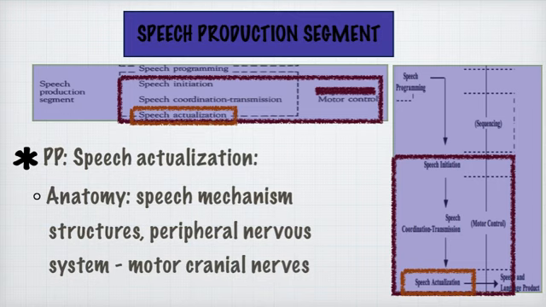And then for the last physical process, it's the speech actualization. The anatomy is from the speech mechanism structures down to the PNS, so our cranial nerves, no? Since it's speech, again, the cranial nerves control the different articulators, no?